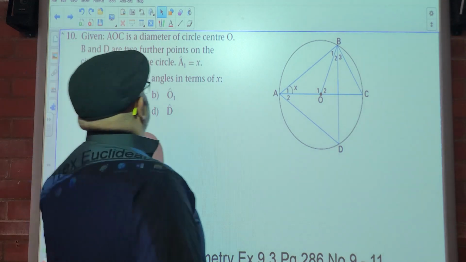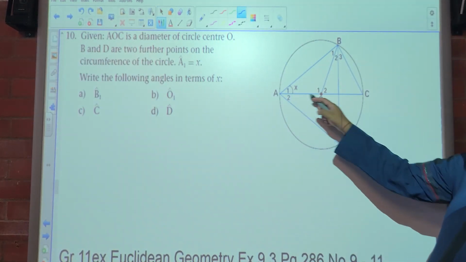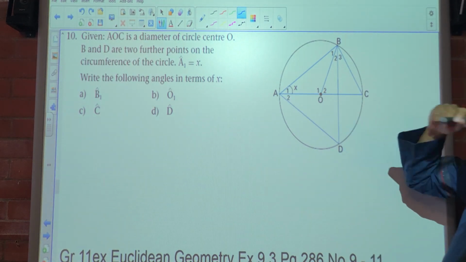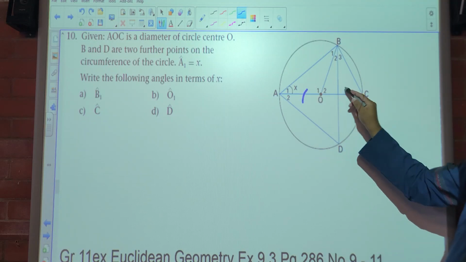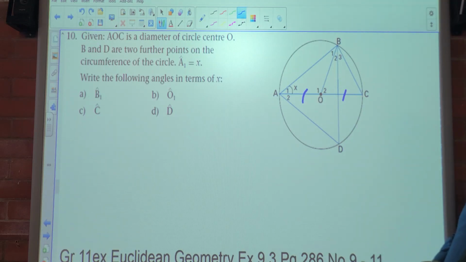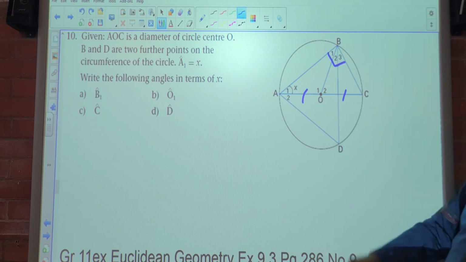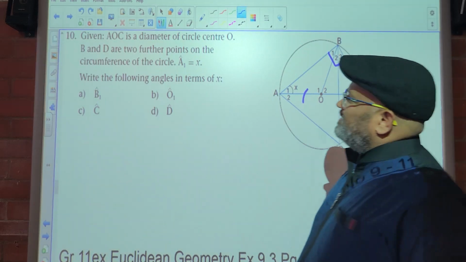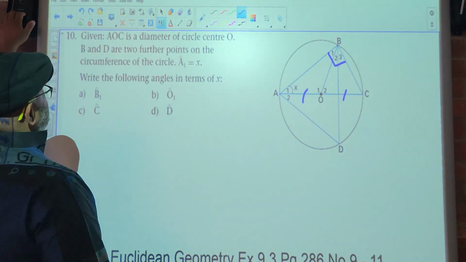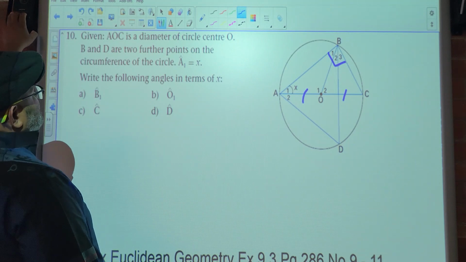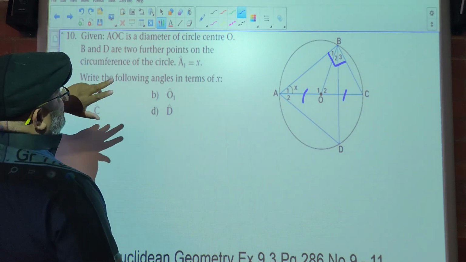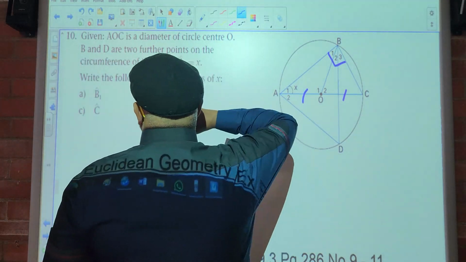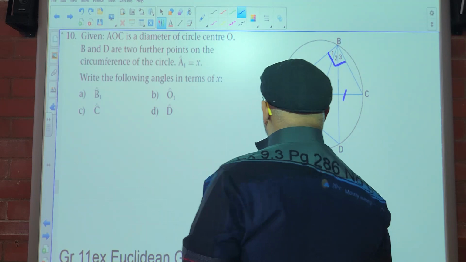Right, people, given AOC is the diameter. If AOC is the diameter, what do we know? AO is equal to OC, yes? What else? Angles B1, B2, and B3, the combination thereof, is 90. That's what I want. Why? Angle in semicircle. Then we are told that B and D are two points on the circumference of the circle. Angle A1 is x. Write the following in terms of x.